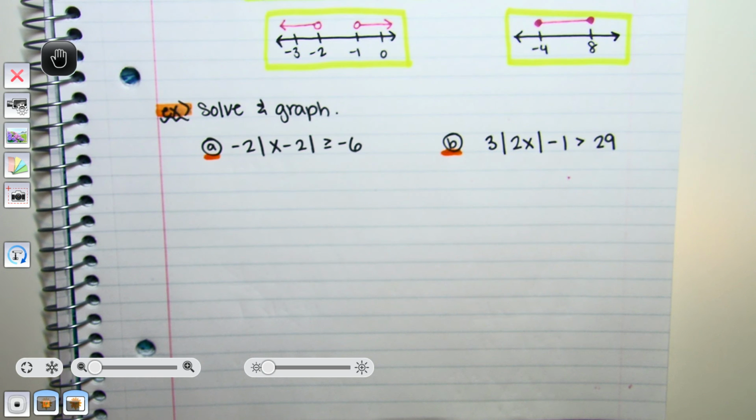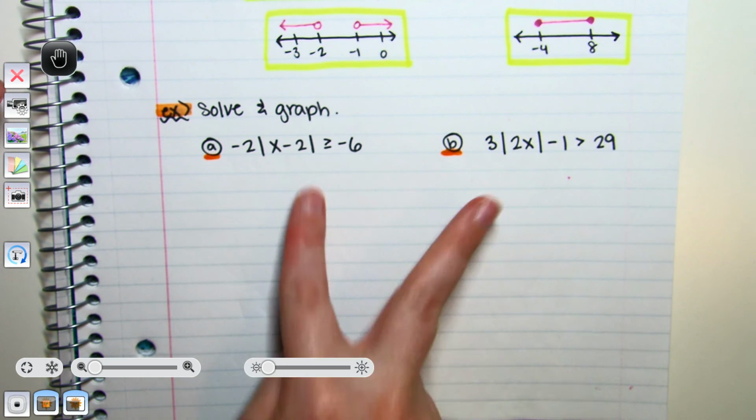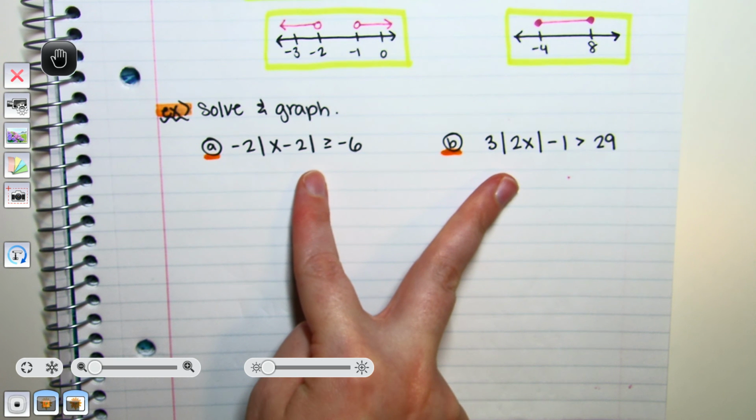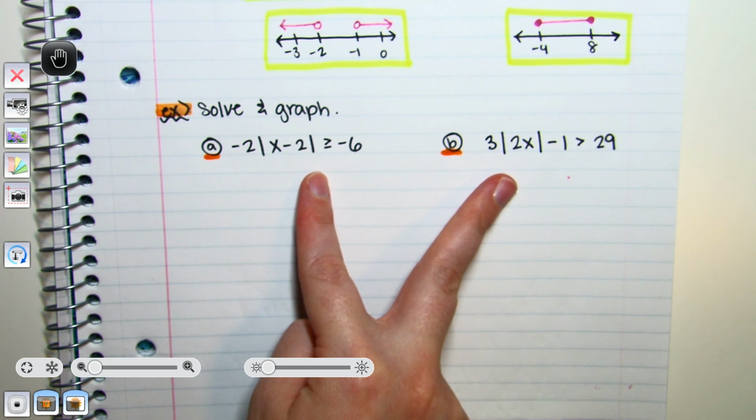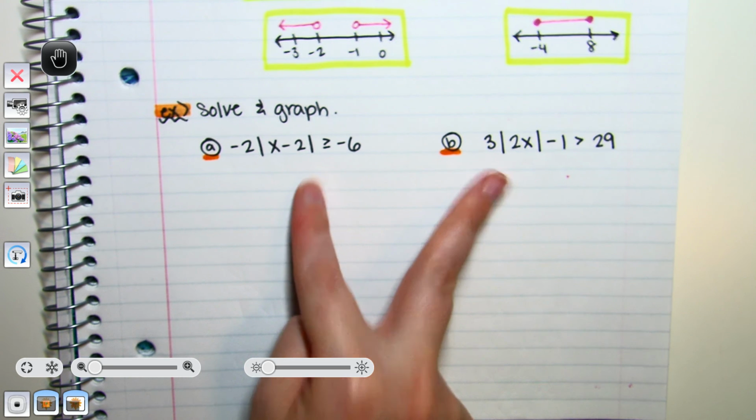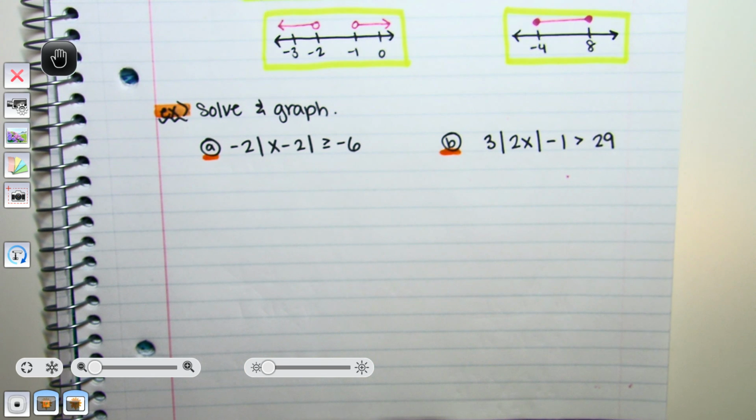Now that you've had a chance to do 2 practice problems on your own and check your answers, I want you to go ahead and try 2 last problems on your own. Now, neither of these have the absolute value bars isolated, which means you need to get the absolute value by itself first. Go ahead and pause this video, and when you're ready to check your answers, push play.